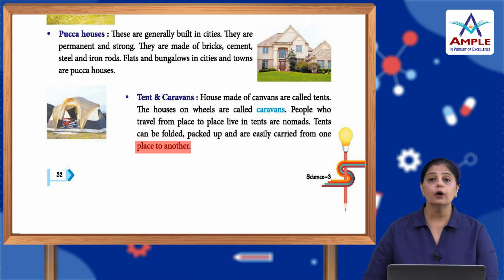So children, here a person, maybe for work purposes, or maybe a group of folk dancers who want to display their art to different people from different states, moves about in caravans. A caravan is like a house which is built on wheels. It's like a bus or something like that, which is converted into a house having all the facilities in it.